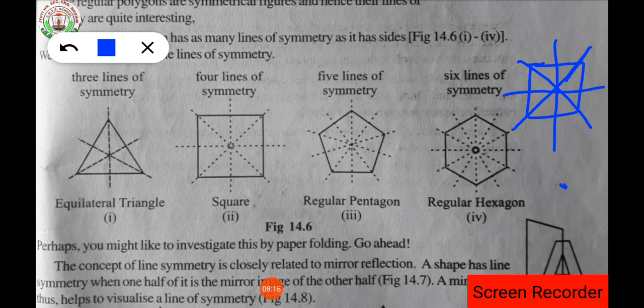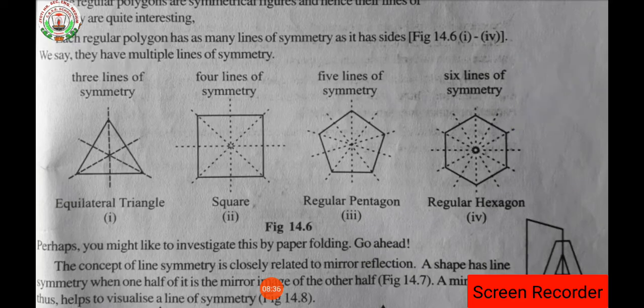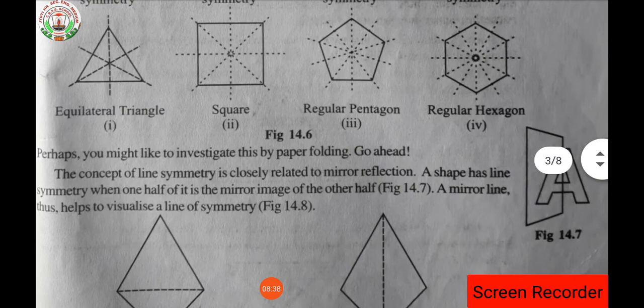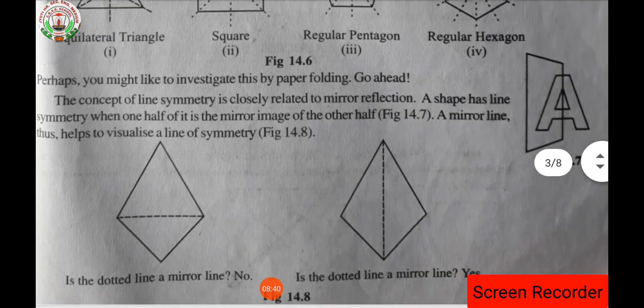If it is a 4-sided polygon, that means a square, not a rectangle. In a rectangle only 2 lines of symmetry are there. So it mainly depends on the number of sides, but not always. Clear? In this case what I am telling is not always true; in some cases it is possible. Clear up to here? Now next, perhaps you might like to investigate this by paper folding.